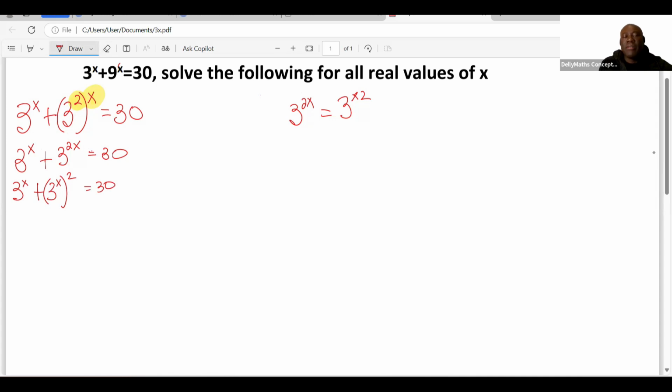Now, because I'm seeing a common 3 to the x and then a square, it's giving me the quadratic form. So I'm going to gather all the terms on one side and let it equal 0. I'm going to subtract 30 from the left side, which means I have to subtract 30 from the right. Let's rewrite this, putting the square part first: (3 raised to the x) squared plus 3 raised to the x minus 30 is equal to 0.